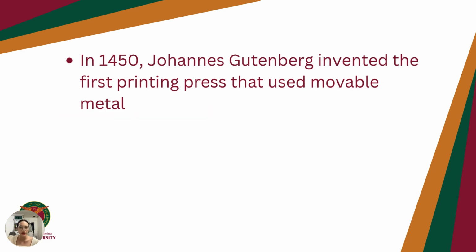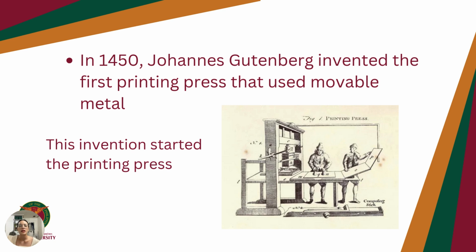Then, in 1450, we have Johannes Gutenberg who invented the first printing press that used movable metal. So, this invention started the printing business. Books are now a lot easier to reproduce. Gutenberg's most famous work is the Gutenberg Bible. It's also known as the 42-line Bible that is printed using his machine.